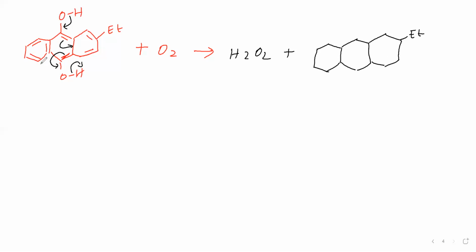Now, here 3 pi bonds are there. Those 3 pi bonds we will write. Here, this pi bond comes to this place. And here pi bonds, here double bond O, here double bond. So we got 2-ethyl anthraquinone.